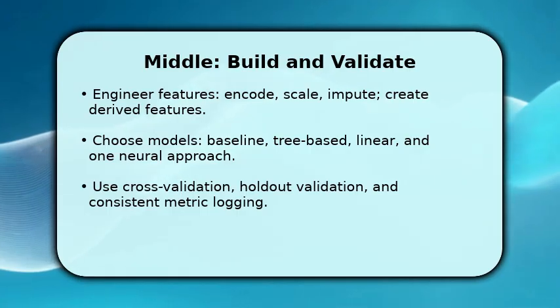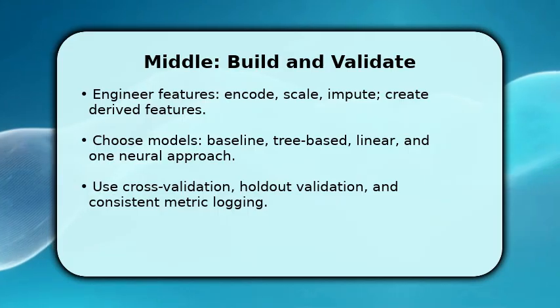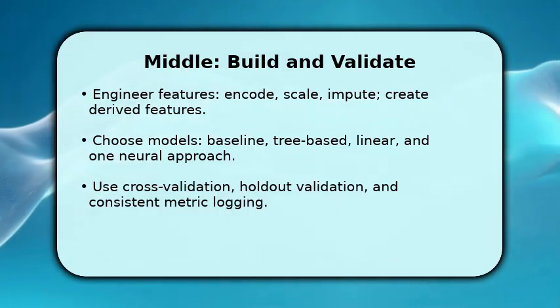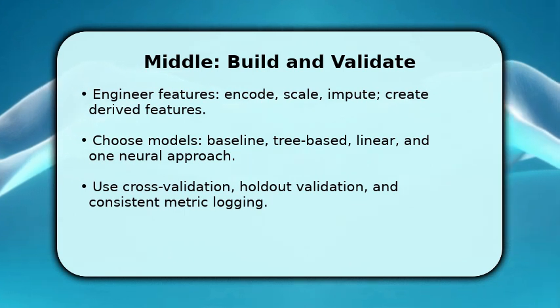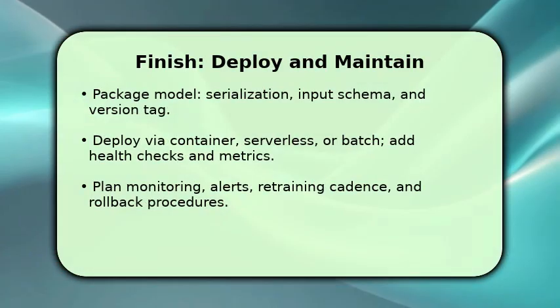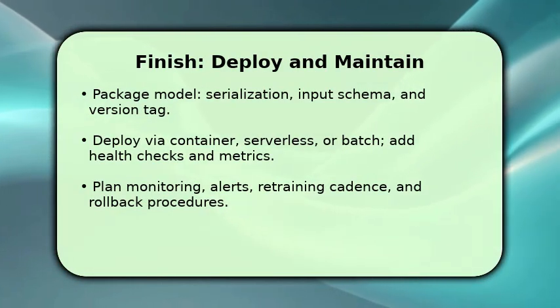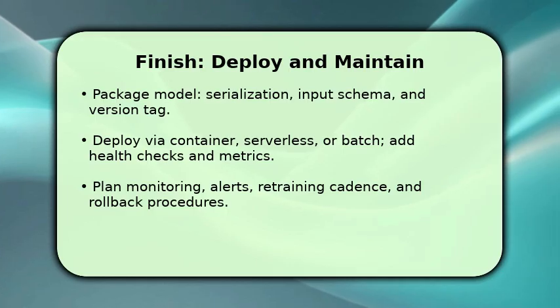Once training runs, validate with cross-validation and a fixed holdout set to estimate generalization. Make sure to log metrics, outputs, and random seeds. This lets you iterate and compare reliably, while you finalize by packaging the model with a clear input schema and version artifact. Include preprocessing code so inference matches training.